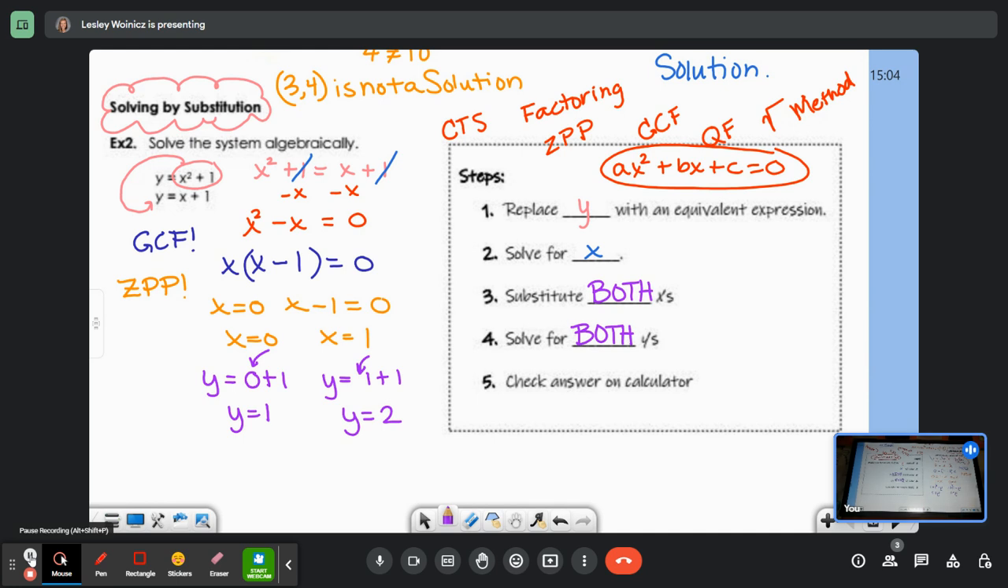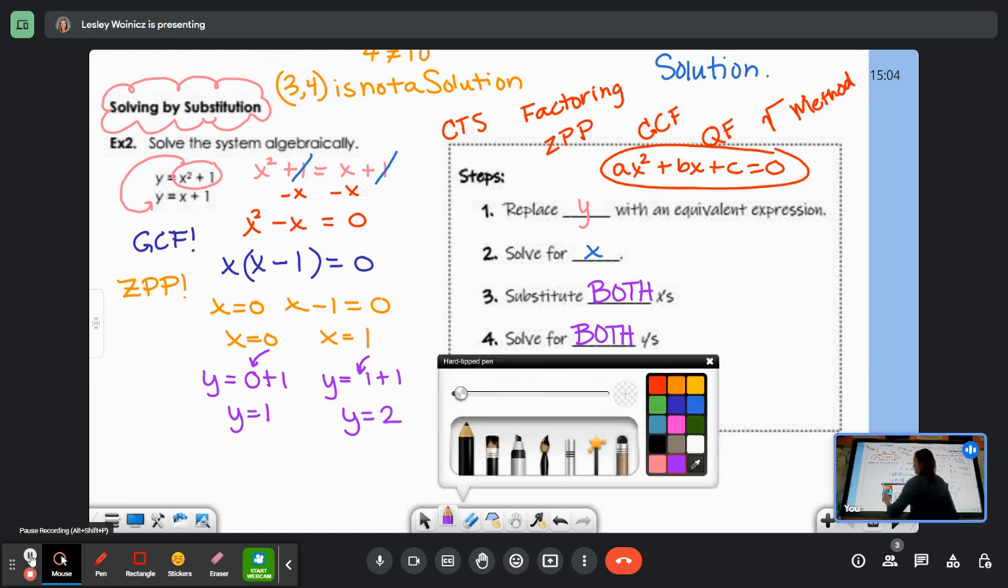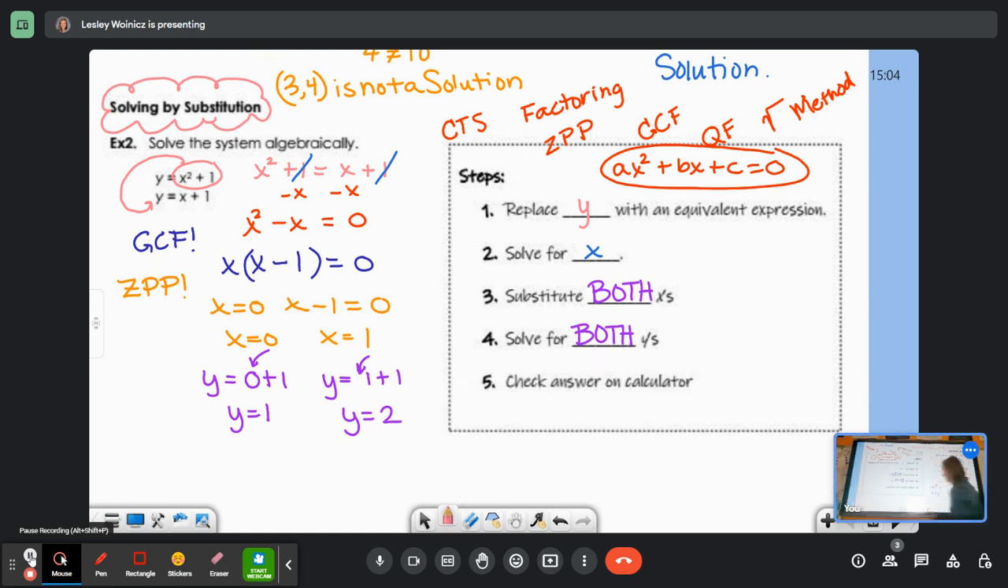So now we just write our points. Hard part's over. So my first point has an x of 0 and a y of 1. My second point has an x of 1 and a y of 2.